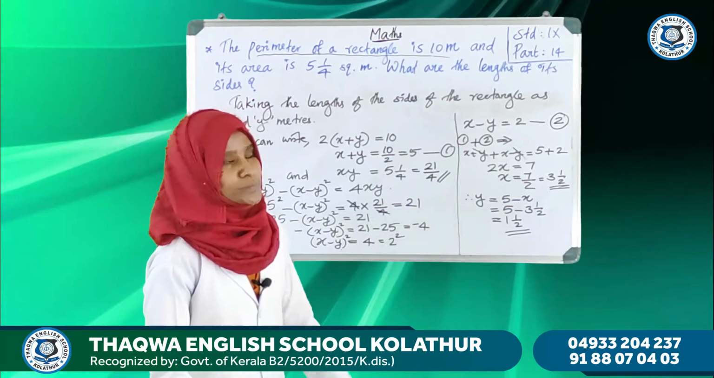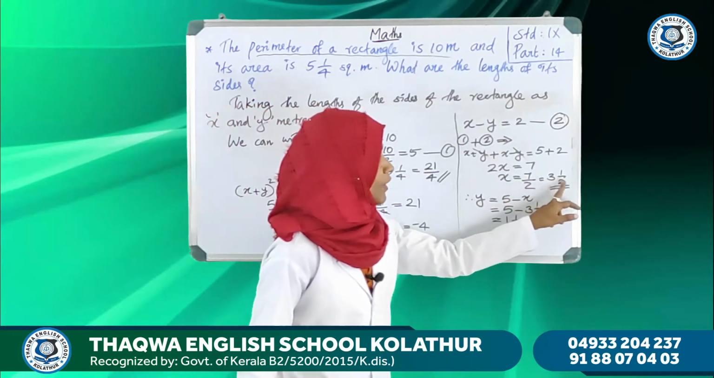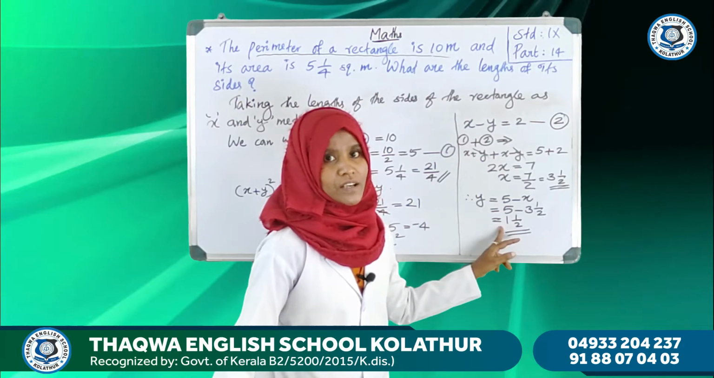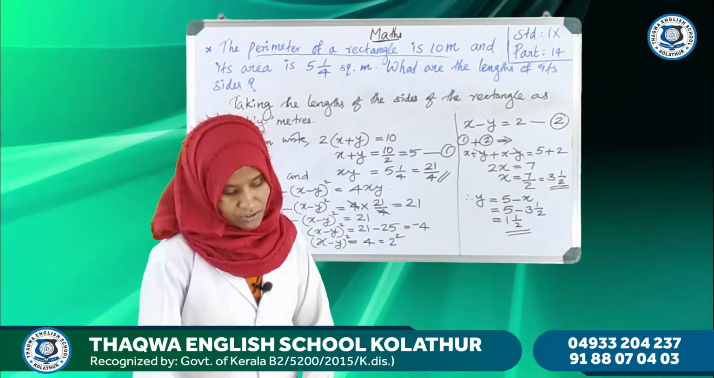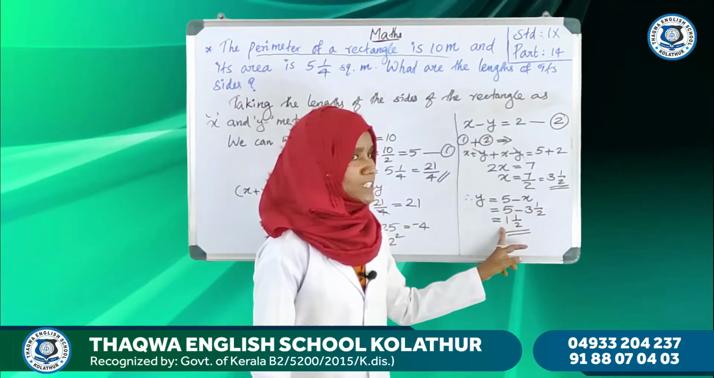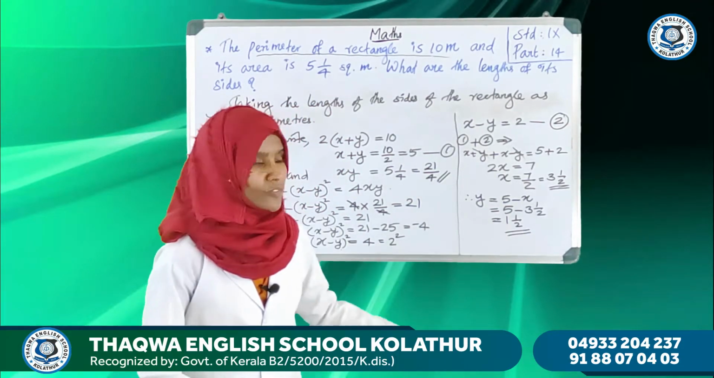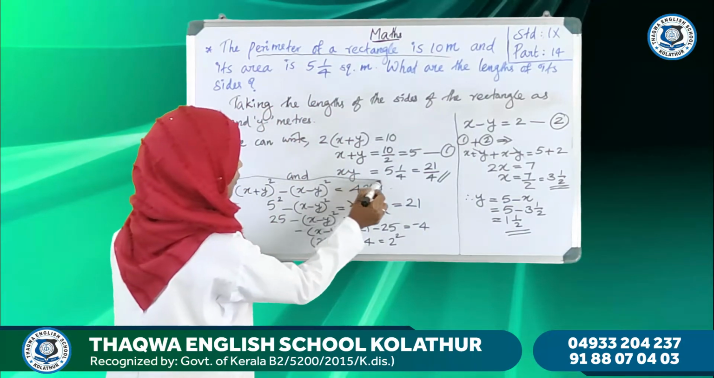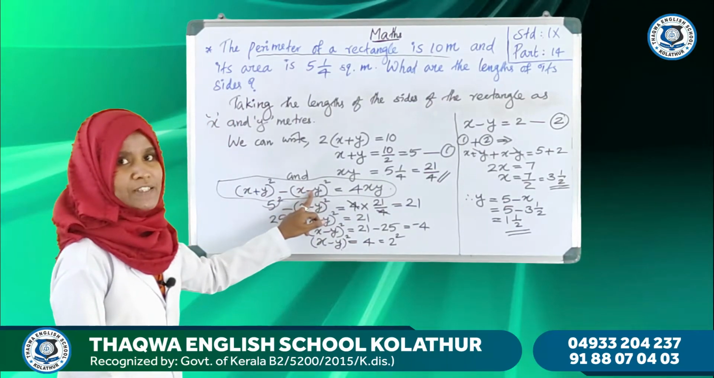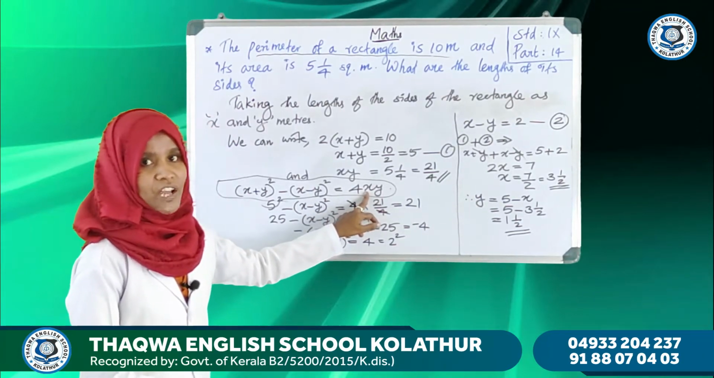So what do we get now? The lengths of the sides of the rectangle are 3 1/2 meters and 1 1/2 meters. Clear? Okay, just note this identity: (x plus y) whole square minus (x minus y) whole square is 4xy. We discussed it in 8th standard.